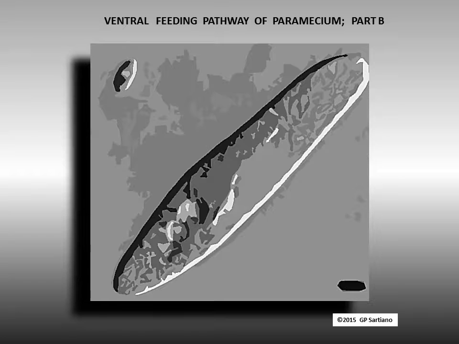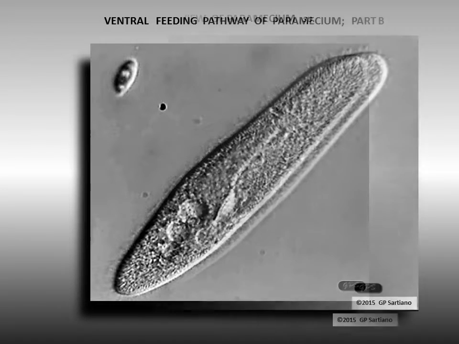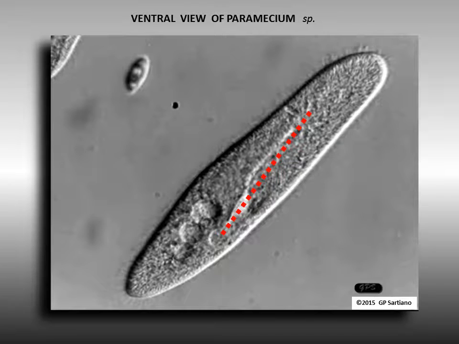The Ventral Feeding Pathway of Paramecium, Part B. Much of the ventral feeding pathway can be distinguished by the ciliary activity denoted along the dotted red line.